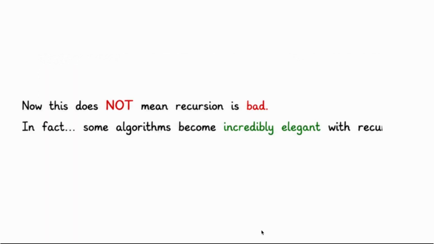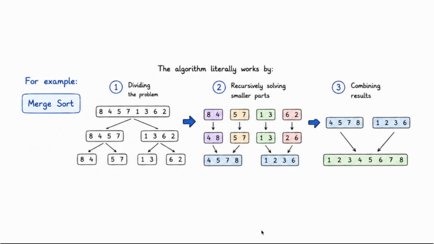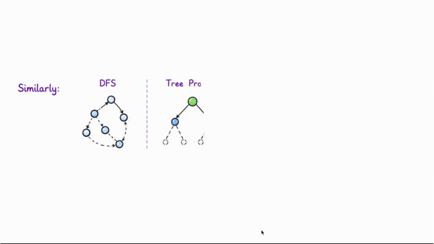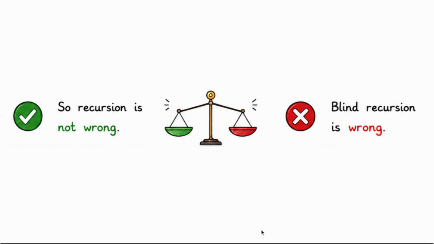Now, this does not mean recursion is bad. In fact, some algorithms become incredibly elegant with recursion. For example, merge sort. The algorithm literally works by dividing the problem recursively, solving smaller parts, and combining results. Recursion makes the logic feel natural. Similarly, problems related to DFS, tree problems, backtracking, binary tree traversal are often much easier recursively. So recursion is not wrong, blind recursion is wrong, right?